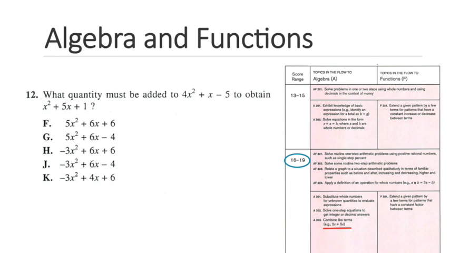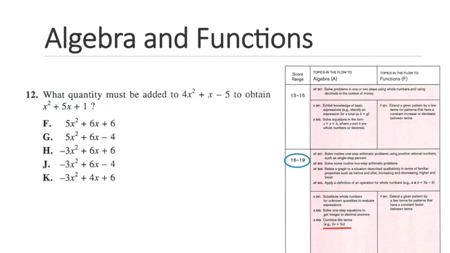Now translate. What is it saying? What quantity? Read it for me. What quantity must be added to 4x squared plus x minus 5 to obtain x squared plus 5x plus 1? Right. Now translate. That's part English, part math. You're going to translate it into all math.